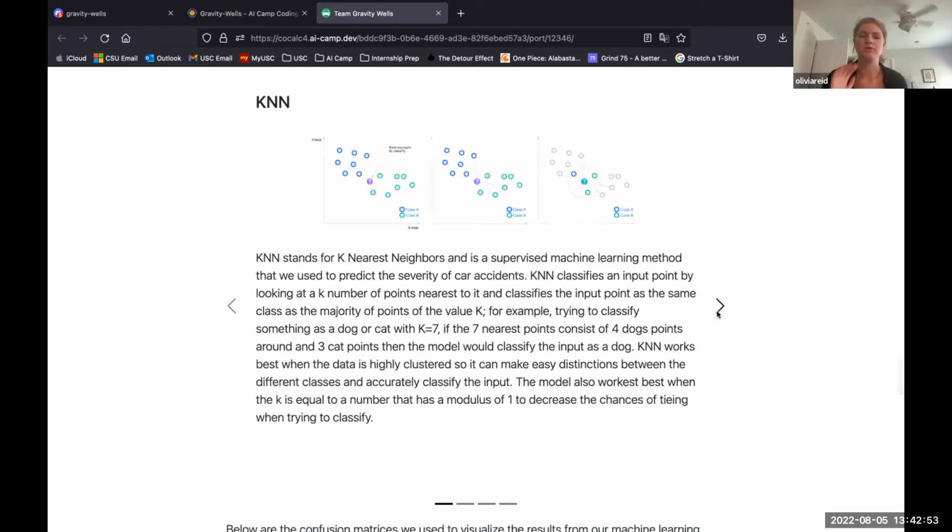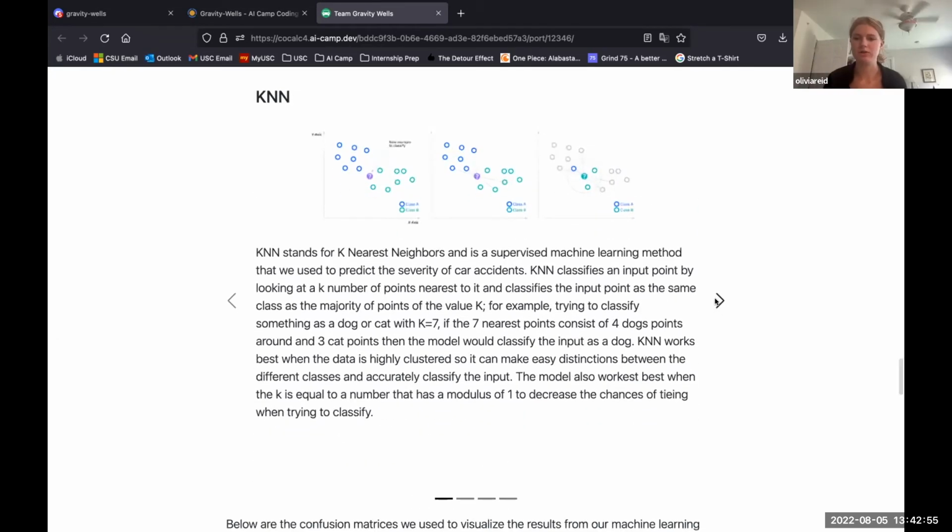We used several different machine learning methods in order to achieve good accuracy for predicting the car accident severity. The first model that we tried out was KNN, which stands for K nearest neighbors, and it is a machine learning method that looks at the K nearest number of points around an input in order to classify it. K nearest neighbors works best when the data is highly clustered and also when K is equal to a number that has a modulus of 1.